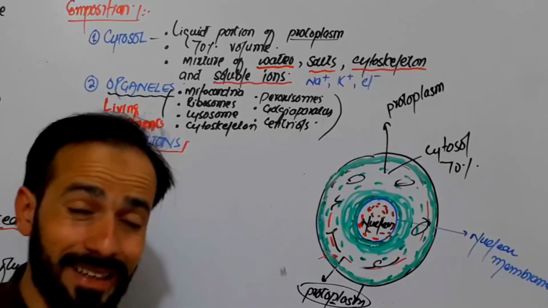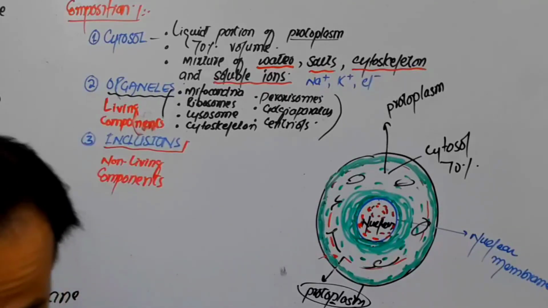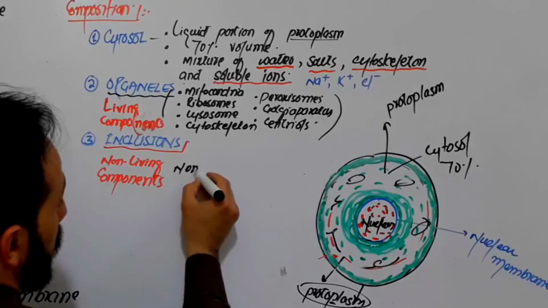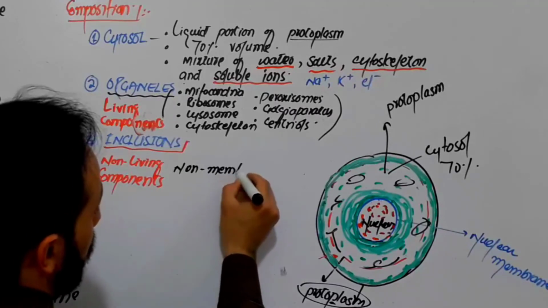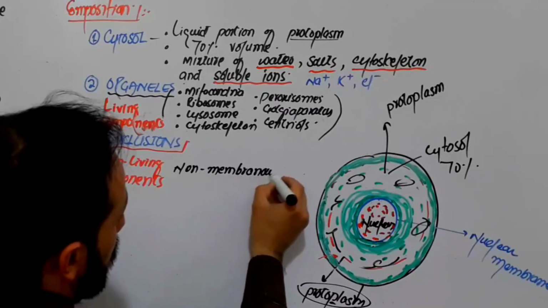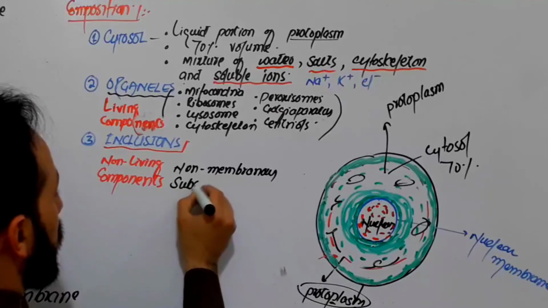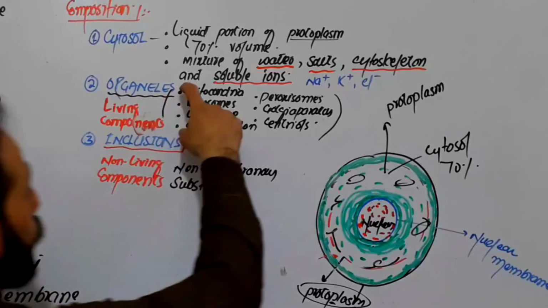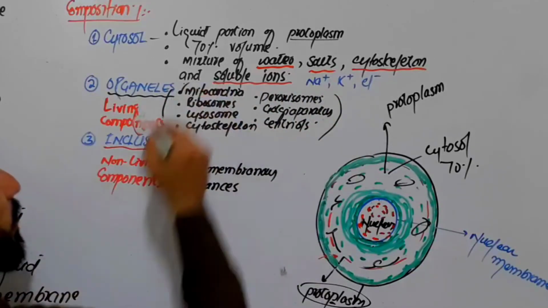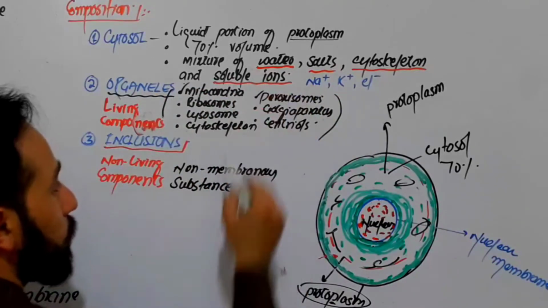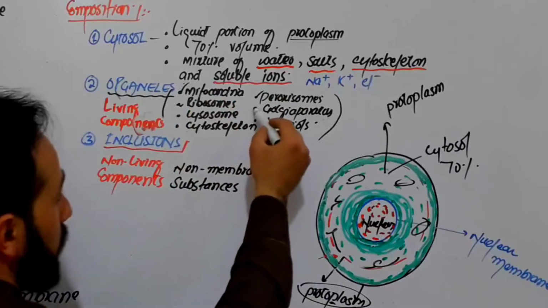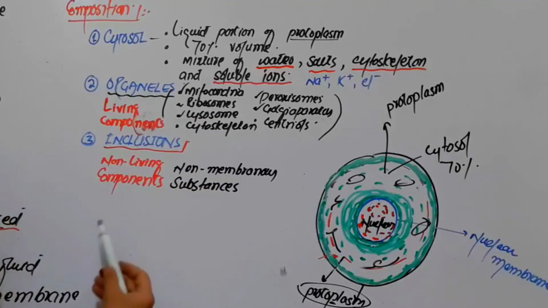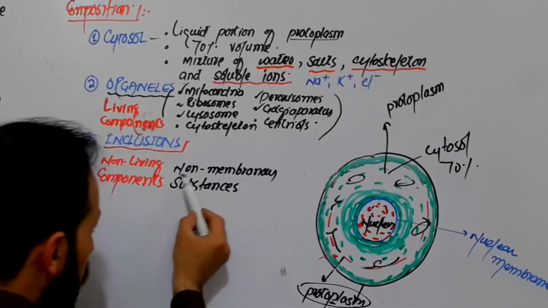And what are these inclusions of the cytoplasm? These are the non-membranous substances which are present in the cytoplasm. So these are called the inclusions. If you focus here, mitochondria have a specific membrane, peroxisomes have a membrane, ribosomes, the Golgi apparatus have membranes, lysosomes have membranes. But here we have some non-membranous substances.